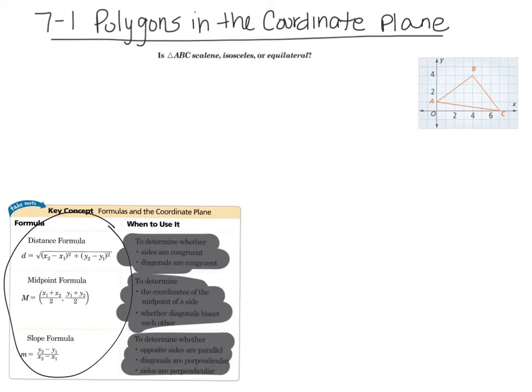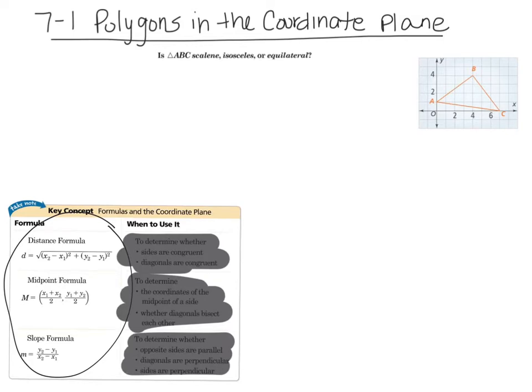The midpoint formula is helpful when you're trying to find the coordinates of the midpoint of a side, or if the diagonals bisect each other. And then the slope formula is useful when you're trying to determine if opposite sides are parallel, if the diagonals are perpendicular, or if the sides are perpendicular. So our first example is already on this page.